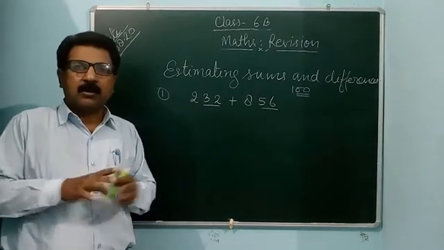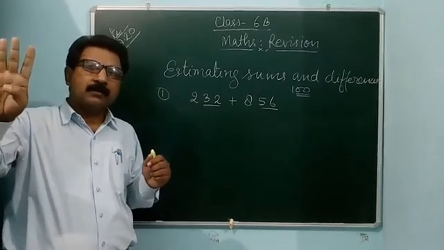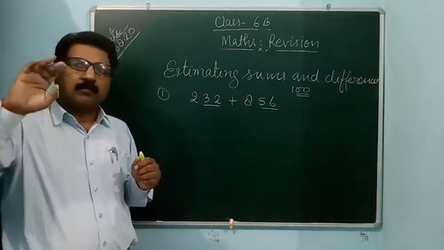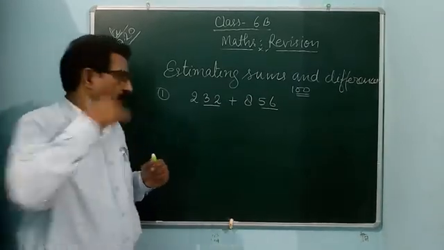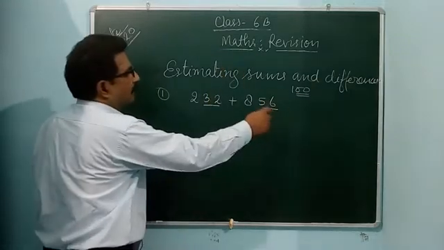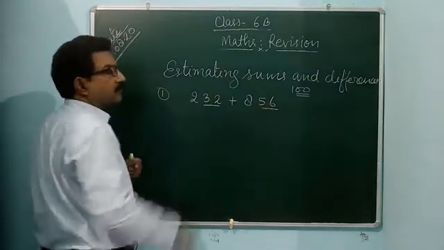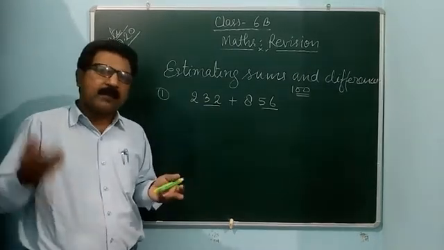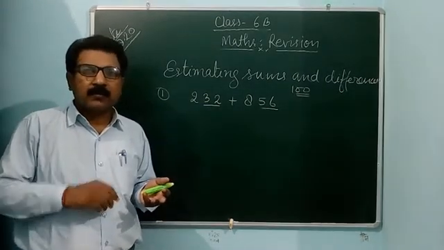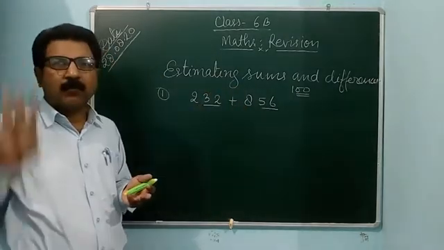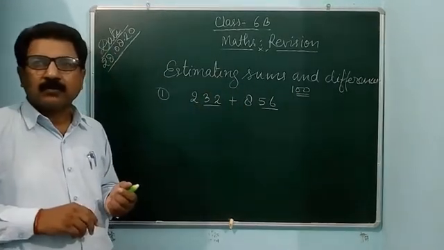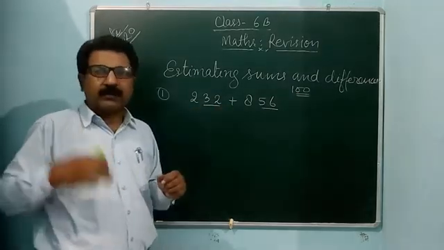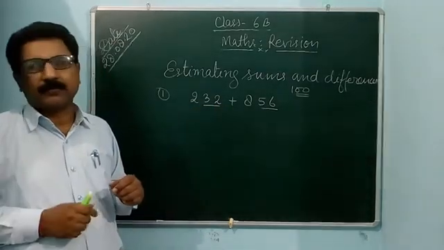If you have a 4-digit number, you round off only the 3 digits, from the ones, tens, hundreds. You start from the right hand side, ones, tens. If a 5-digit number is given, you take from the right hand side only 4 digits, one less. In this way you can round off. After that you can estimate.